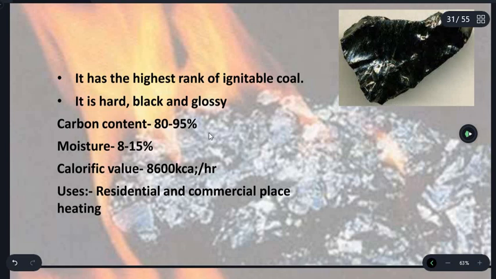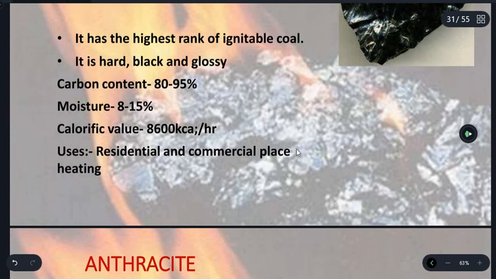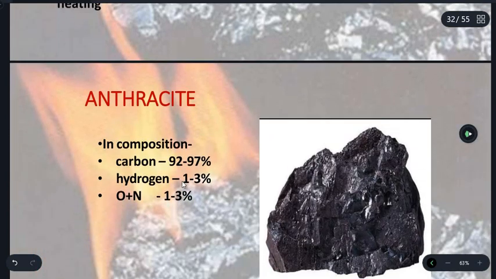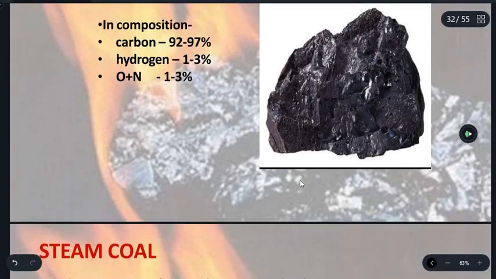Carbon content will be much higher, 80 to 95%. Moisture content will be low. Calorific value will be high. The amount of heat produced by the anthracite is so high, right? So calorific value is approximately 9,000 kilocalorie per hour, used in the residential and commercial heating. Okay, so this is all about the composition of the anthracite. So carbon will be high, hydrogen will be low, and oxygen, nitrogen give rise to 1 to 3%.